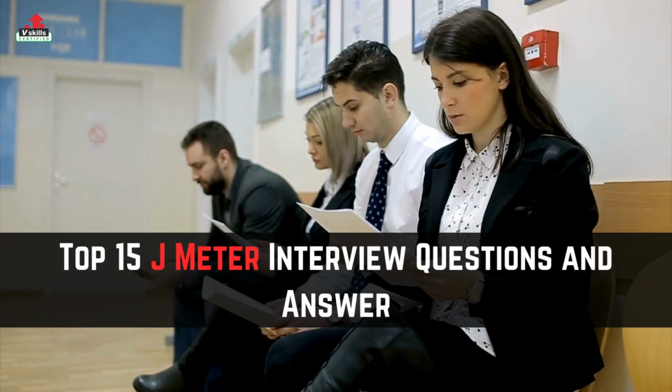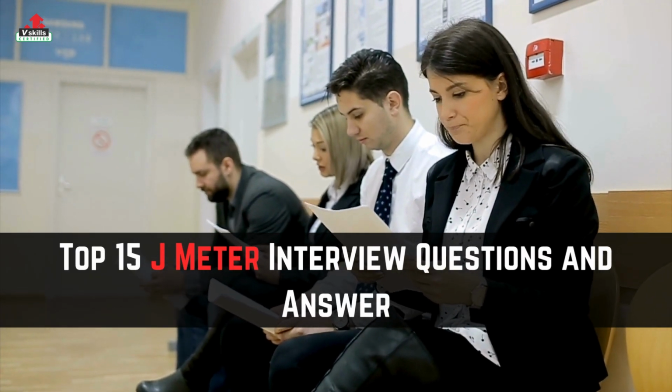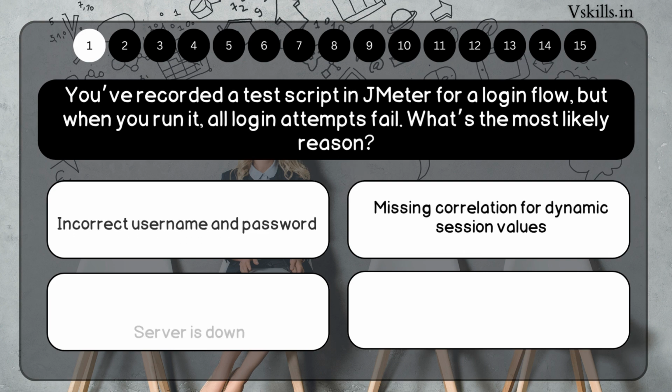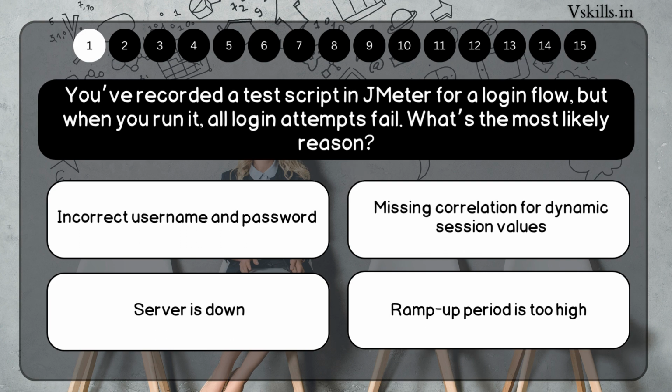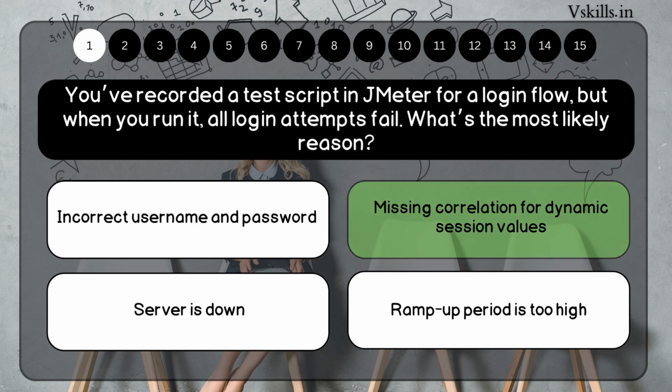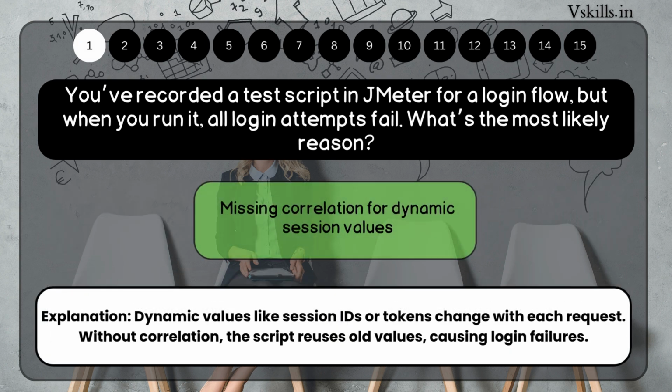In this video, we will cover top 15 must-know JMeter interview questions. Question 1. You've recorded a test script in JMeter for a login flow, but when you run it, all login attempts fail. What's the most likely reason? The correct answer is missing correlation for dynamic session values. As dynamic values like session IDs or tokens change with each request. Without correlation, the script reuses old values, causing login failures.